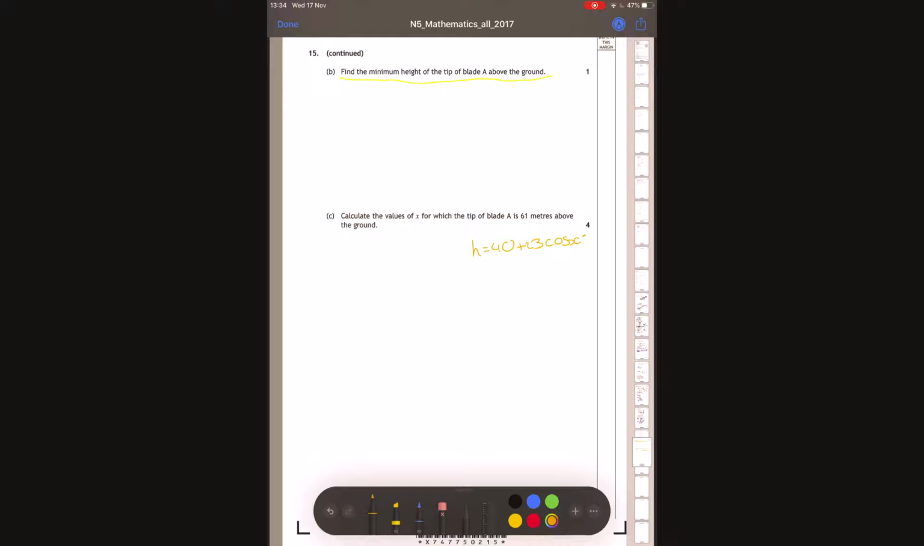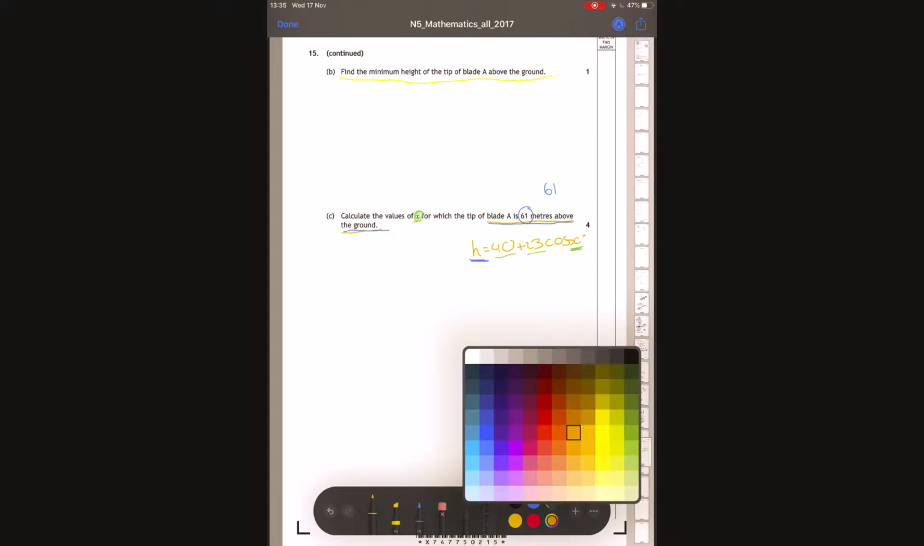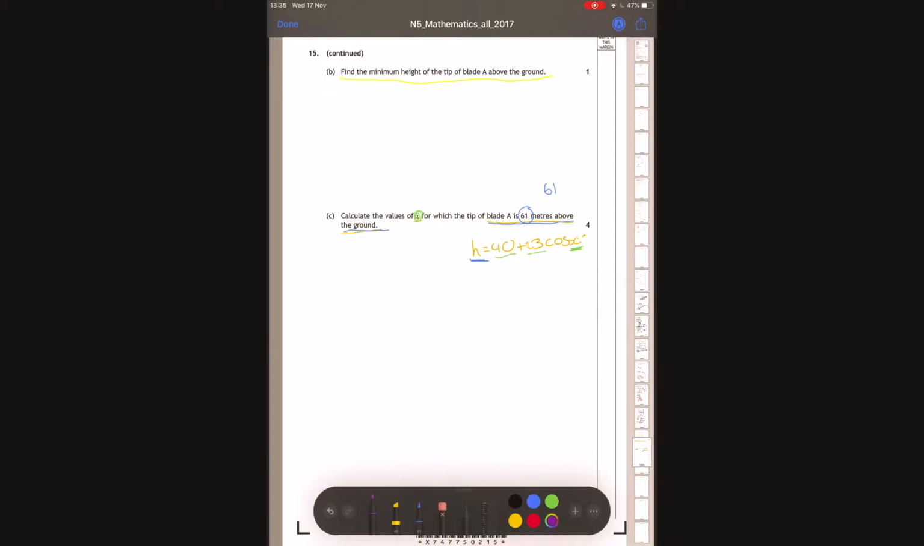So finally in part C, we're being asked to calculate the values of x for which the tip of blade A is 61 meters above the ground. 61 meters is a height. Aha, height. So we can put 61 meters in there. And look guys, then that's known, this is our only unknown. And that unknown matches what they're asking us to find. So we're just going to substitute this value in. So we do 40 plus 23 cos of x is equal to 61.